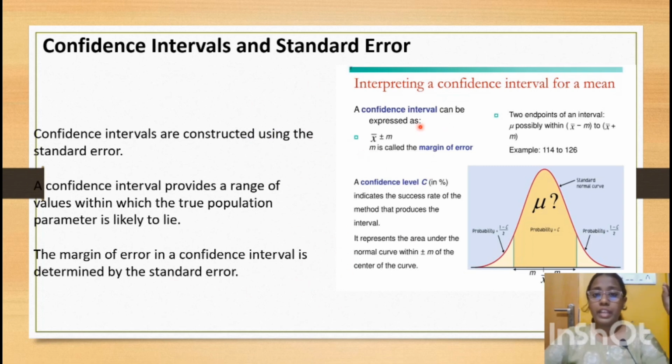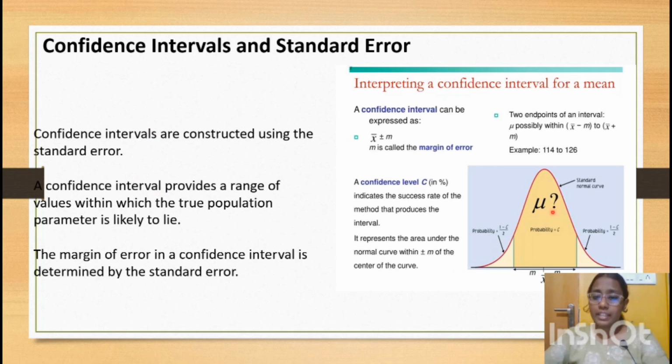So we can express the confidence interval as x bar plus or minus m, where m stands for margin of error. The confidence level C indicates the success rate of the method that produces the interval. It represents the area under the curve within plus or minus m of the center of the curve. The two endpoints of the interval, mu possibly lies within x bar minus m and x bar plus m.